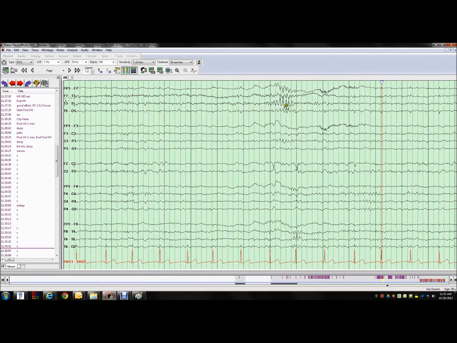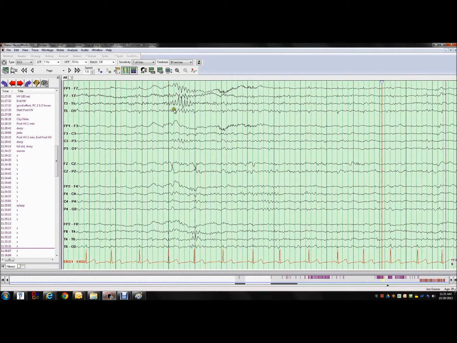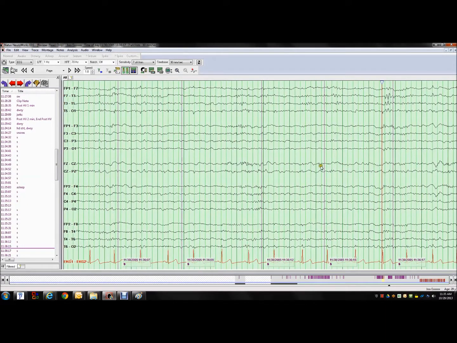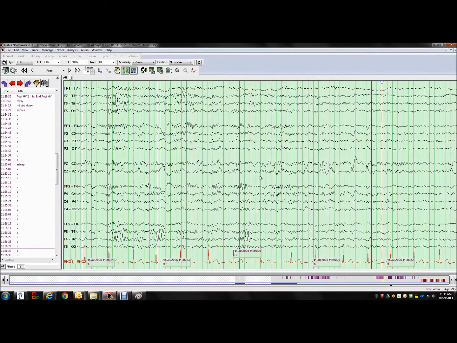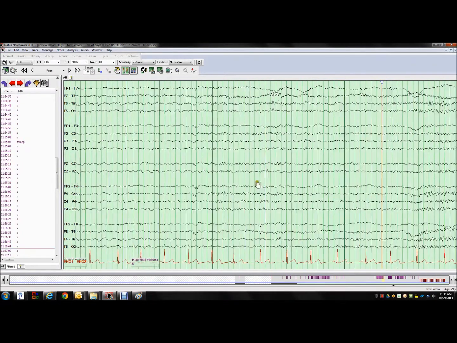Nice wickets here. So I take back what I said about not being able to see wickets in stage 2, because we had some clear ones right here. Nice stage 2 sleep here. Very nice sleep spindles. A lot of vertex activity going on here. Okay, moving along.